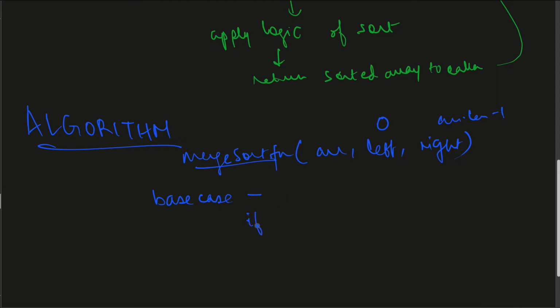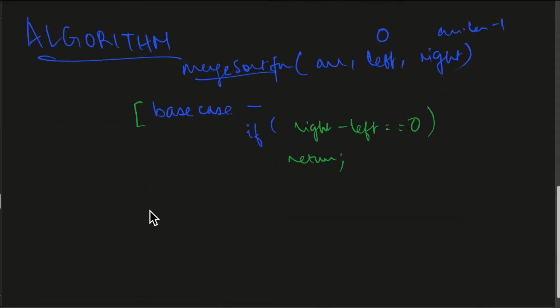So we can say if right minus left is equal to 0, it means both the pointers are at the same element, which means there is only one element left. So we will just return it. This is the base case. Then we will have the main body.